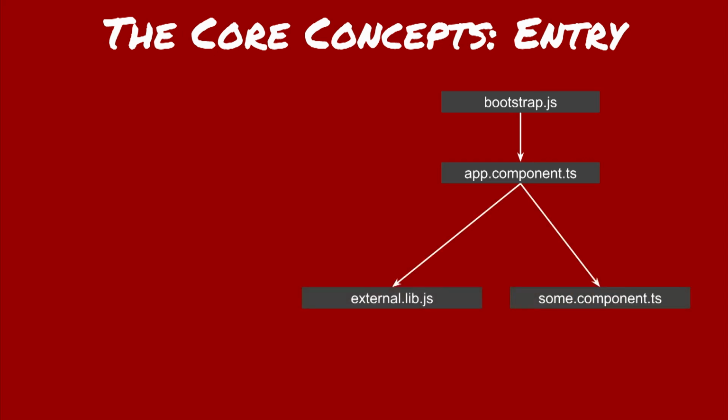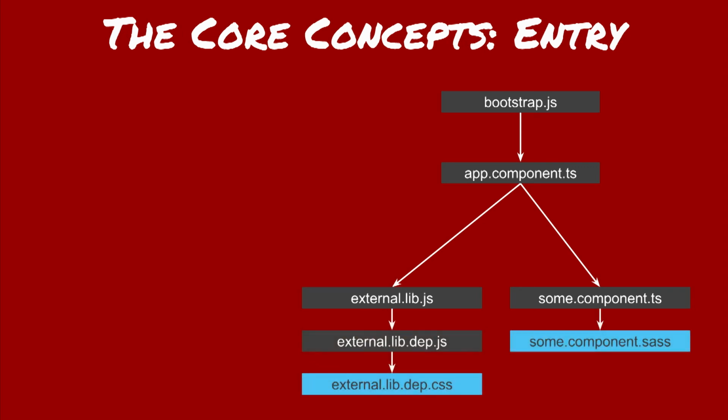So the first core concept is what we call entry. Let's take an example of an application where we have this bootstrap file. It's a single JavaScript file, but it's going to import specific components. And let's just say that component probably imports some other files, some other modules. But that one also imports a couple of assets. So this top file is actually called our entry file.